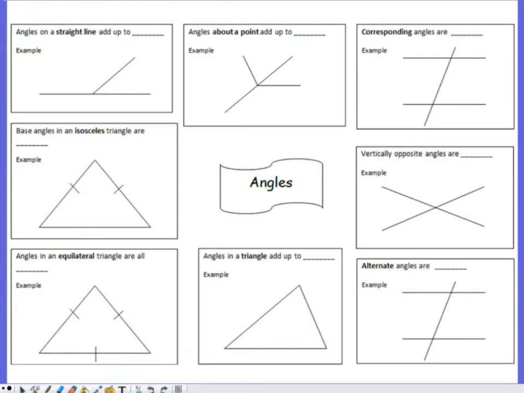We're going to look at some angle facts. Let's start with this one here. Angles on a straight line add up to 180 degrees.